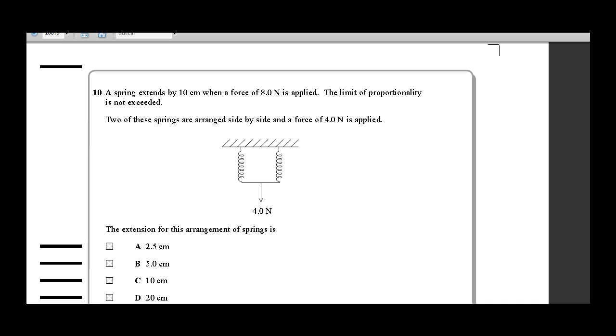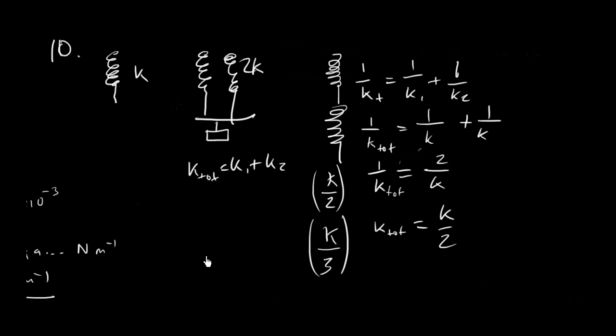So they say, a spring extends by 10 centimeters when a force of 8 newtons is applied. The limit of proportionality is not exceeded. We can already use this information to find out the stiffness constant of that spring. 2 of these springs, meaning that they have the same properties as that spring. So before we look at the rest of the question, I'm going to calculate K for that spring. 10 centimeters and 8 newtons. That's the clue that they're giving us.